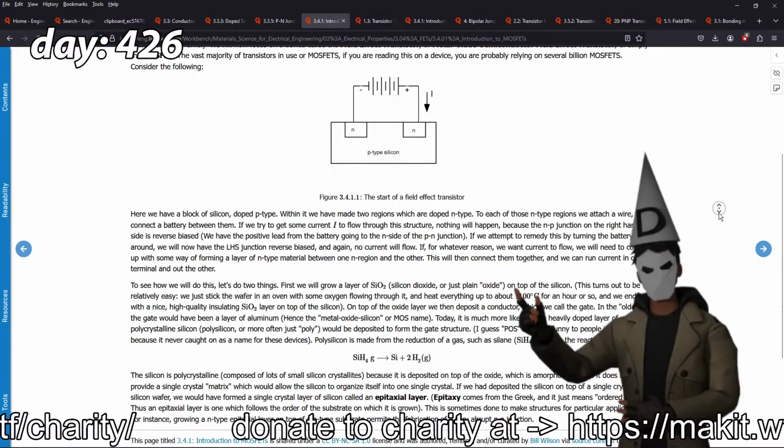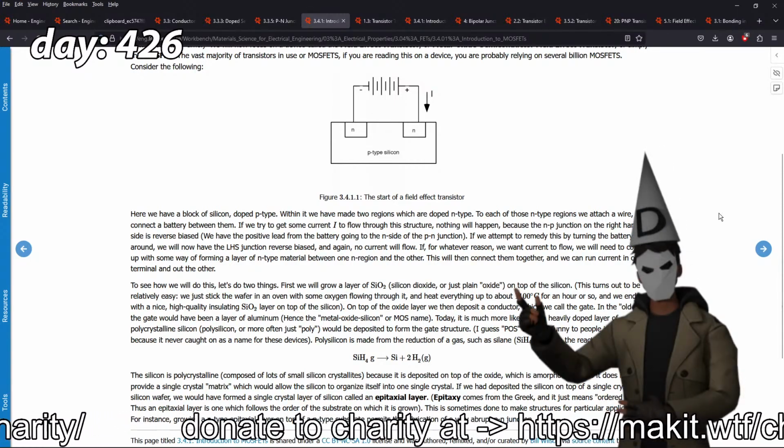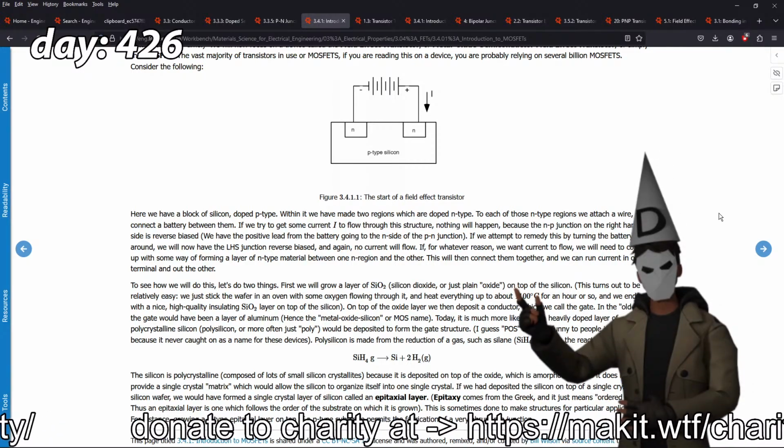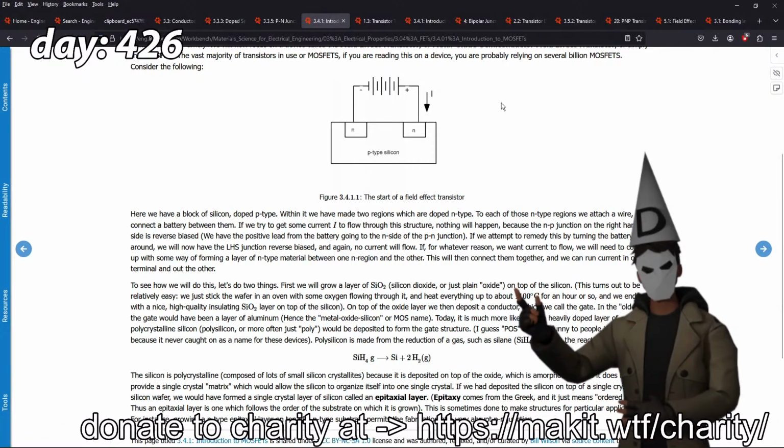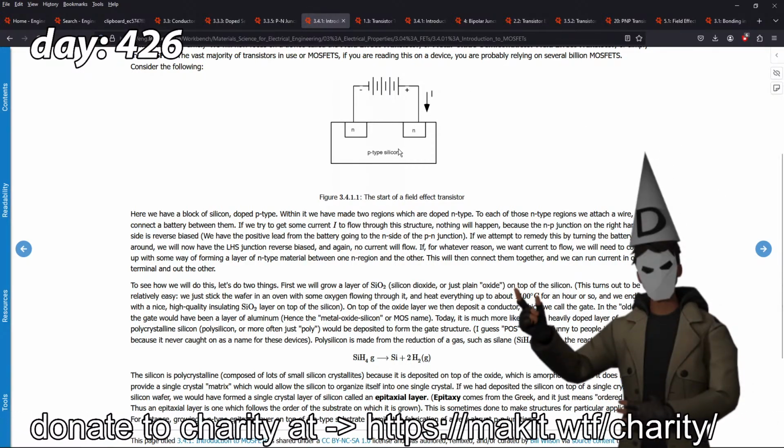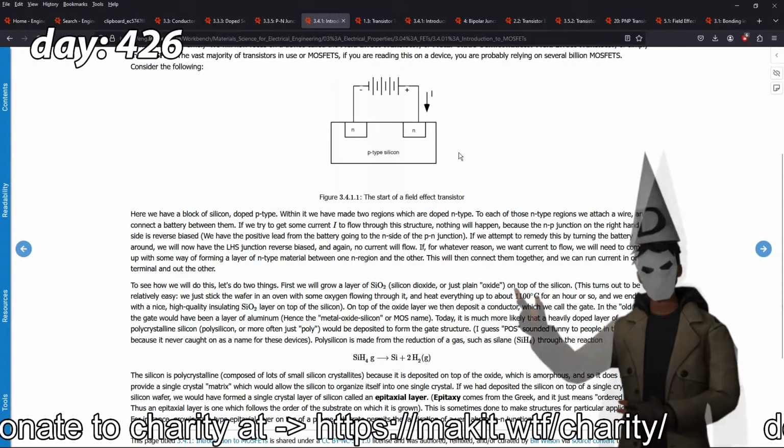If we try to get some current I to flow through the structure, nothing will happen, because the NP junction on the right side is reverse biased. Precisely, you would need this to be P and this to be N in order for it to actually flow through. Sick.